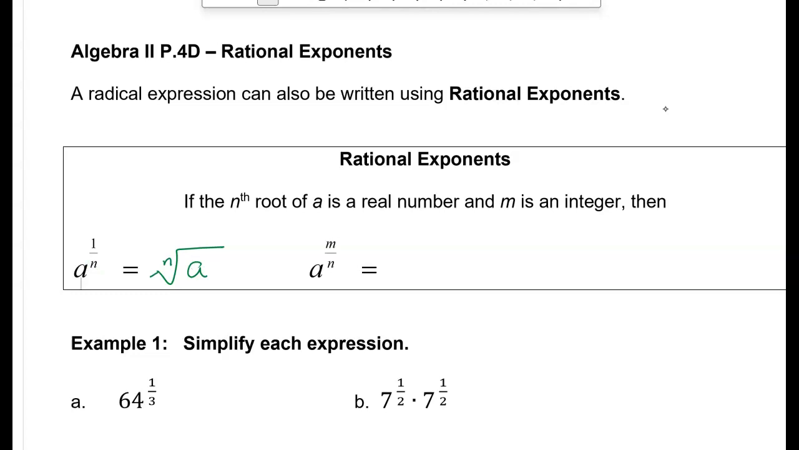Now, what was the other thing that we discovered when we were doing this? All right, if I have a fraction and the number is not 1 on top, what do we do? Take the nth root of a, but then raise it to what? Yeah, so you take it to the nth power. Or you could take the nth root of a raised to the m power. Those will get you exactly the same answer.